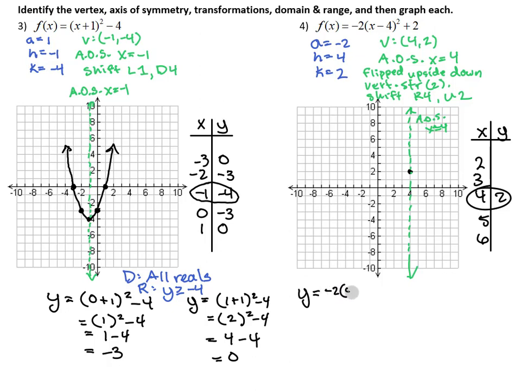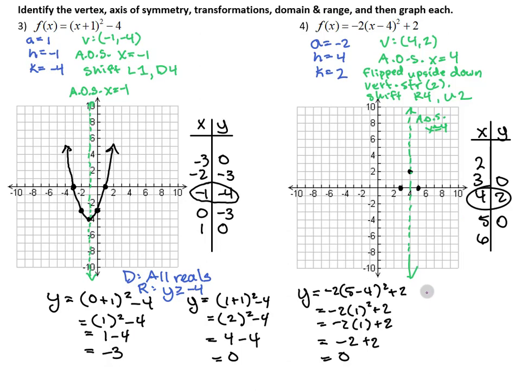Negative 2 times (5 minus 4) squared plus 2. So parentheses first, 5 minus 4 is 1. Then our exponent, 1 squared is 1. Now multiply, negative 2 times 1 is negative 2. And adding, we get 0. So 5, 0. And our symmetric point 3, 0 is also on our graph.